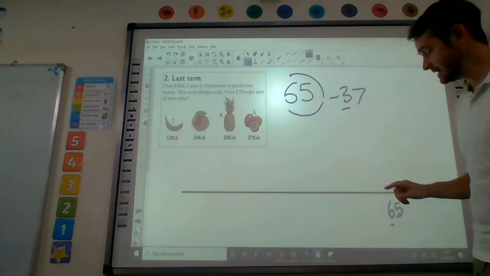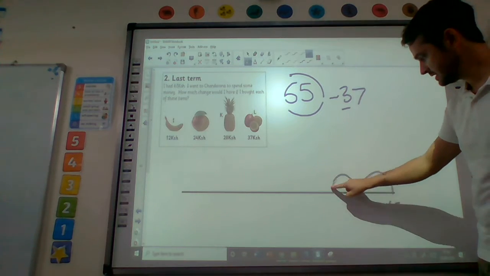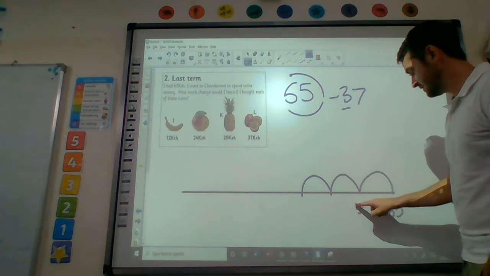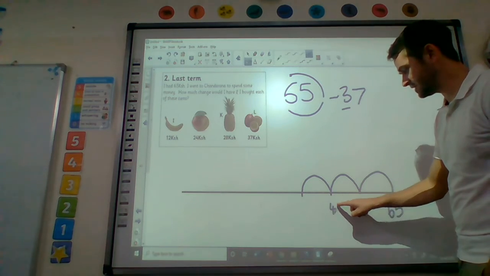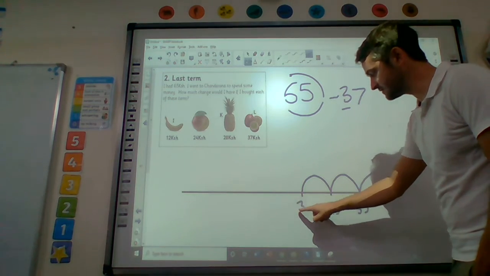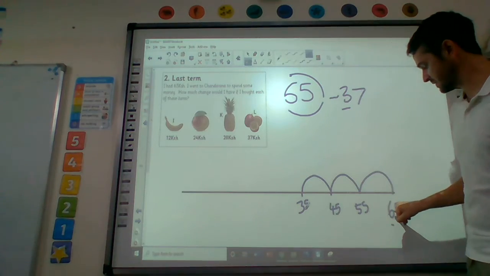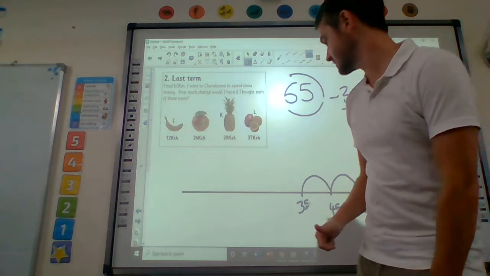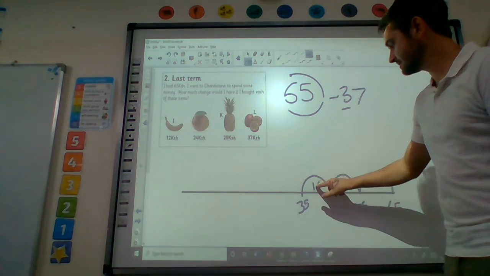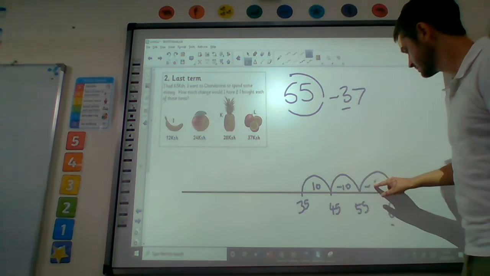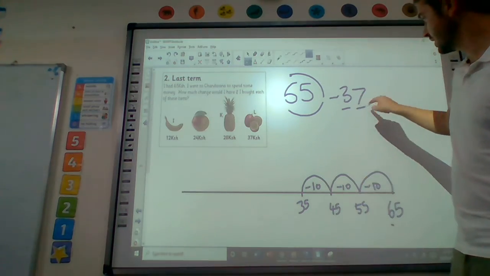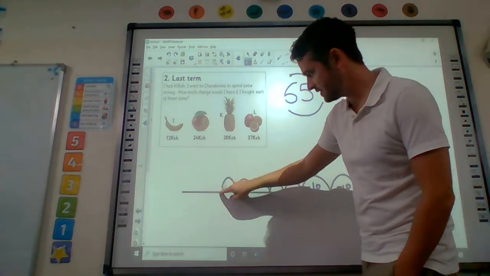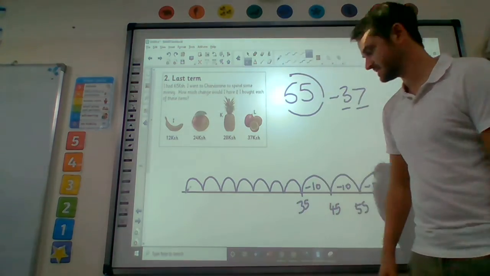Okay, 65, take away 3 tens. 1, 2, 3. There's my 3 tens. 65, 55, 45, and 35. Got this lovely number pattern with the tens. 6, 5, 4, 3. That's how I know that mine is right. And these are all take away 10. Now I'm on to my ones. 7 ones. 1, 2, 3, 4, 5, 6, 7.